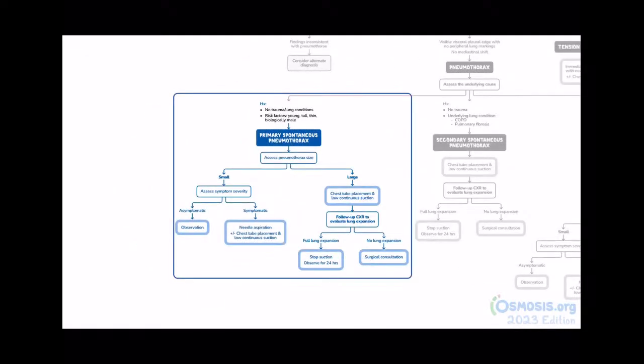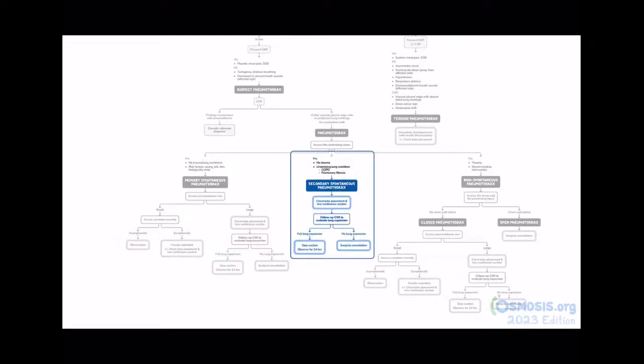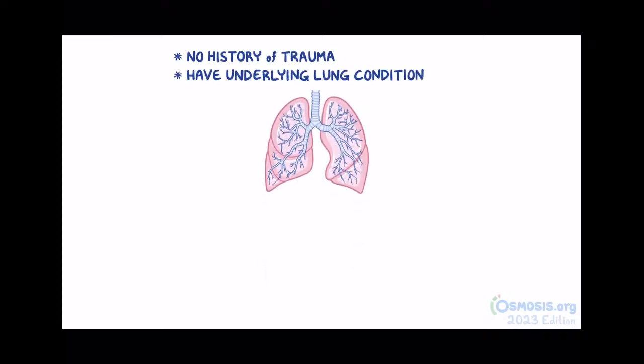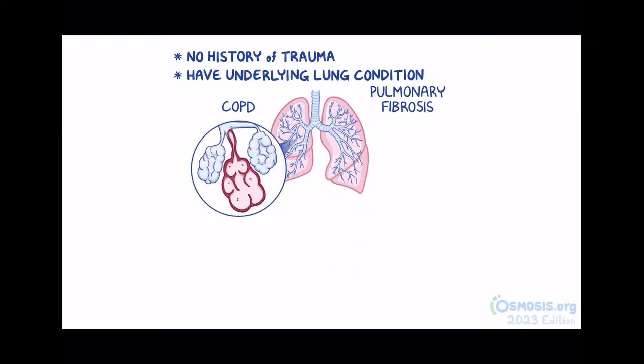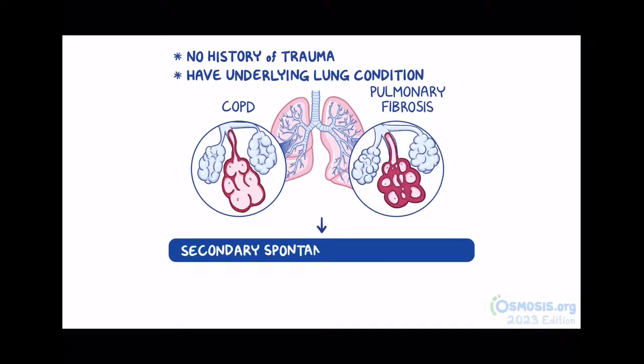Now that we're done with primary spontaneous pneumothorax, let's go all the way back up to the assessment of the underlying cause. Next up are individuals that have no history of trauma but have an underlying lung condition, such as COPD or pulmonary fibrosis. In this case, the pneumothorax is classified as a secondary spontaneous pneumothorax.